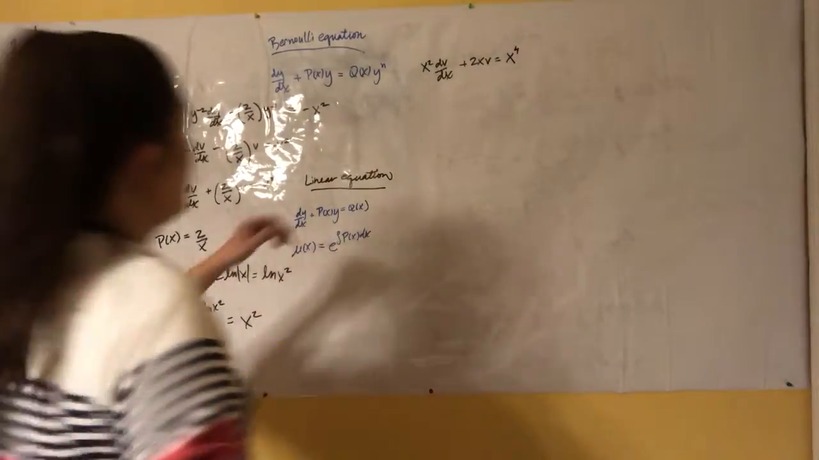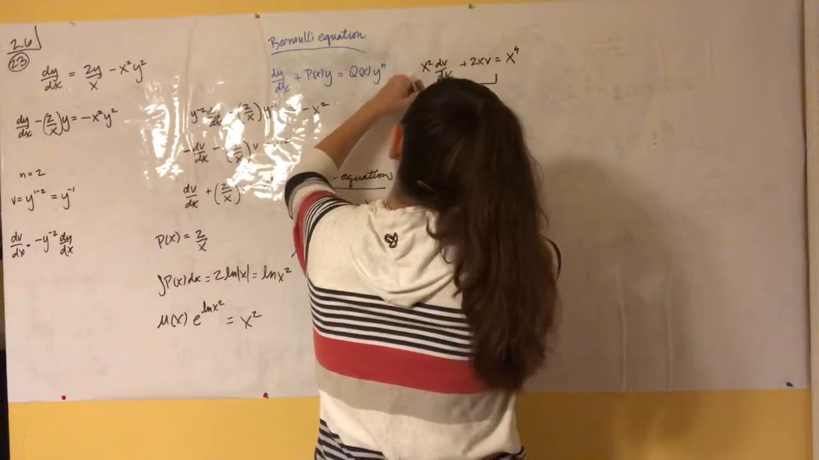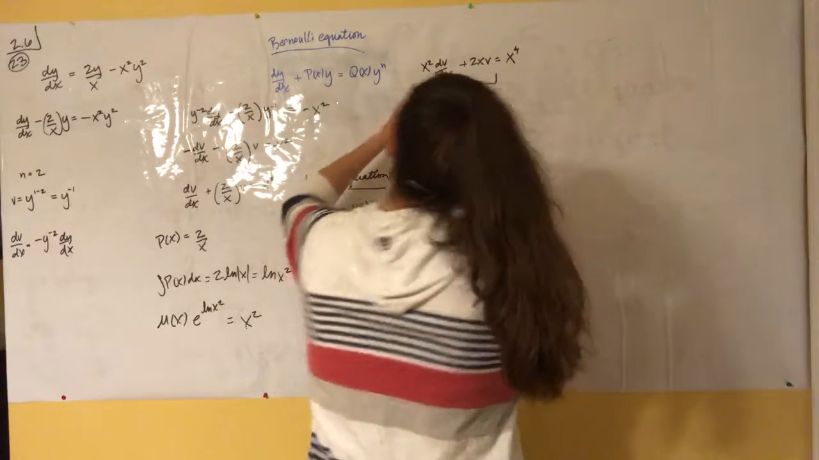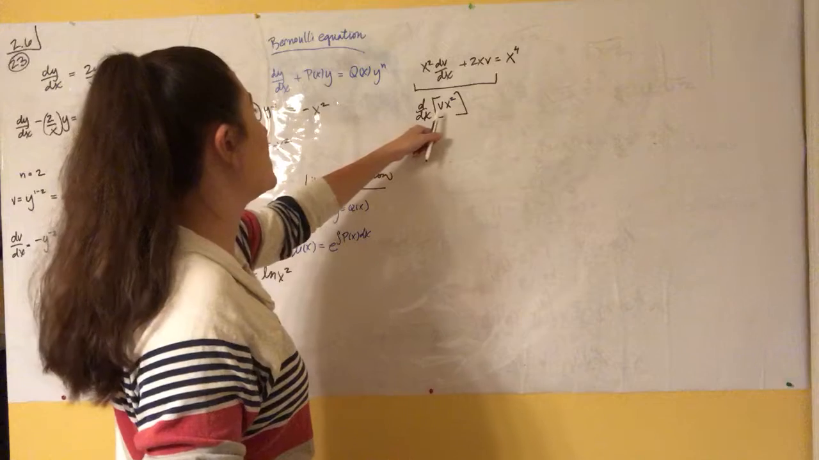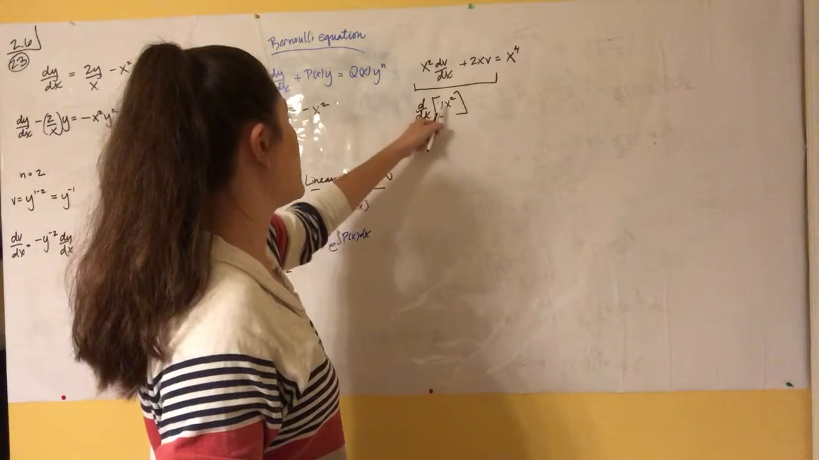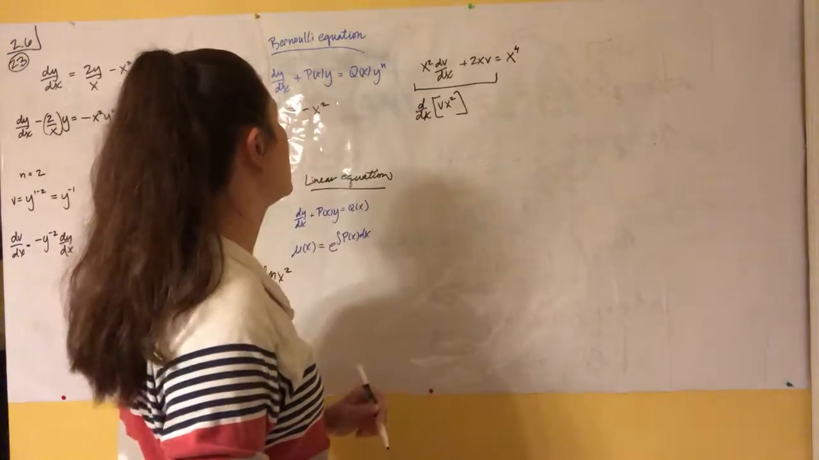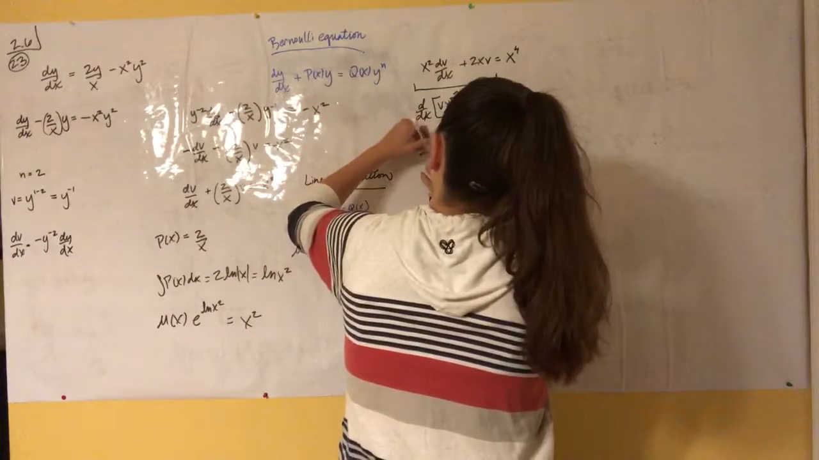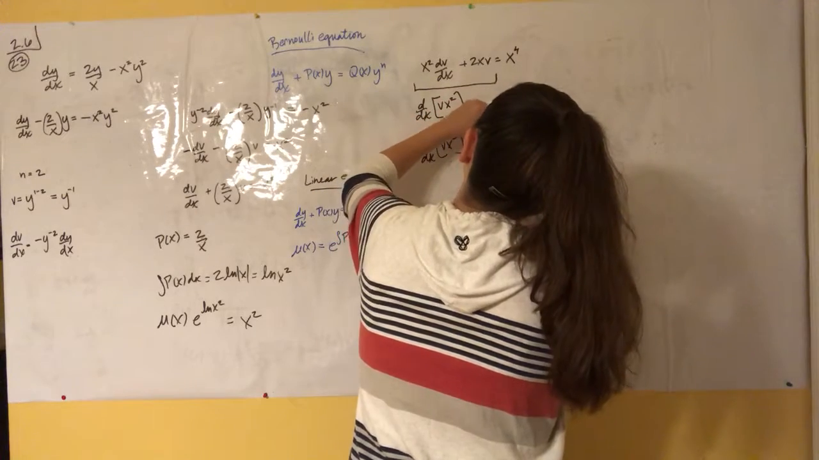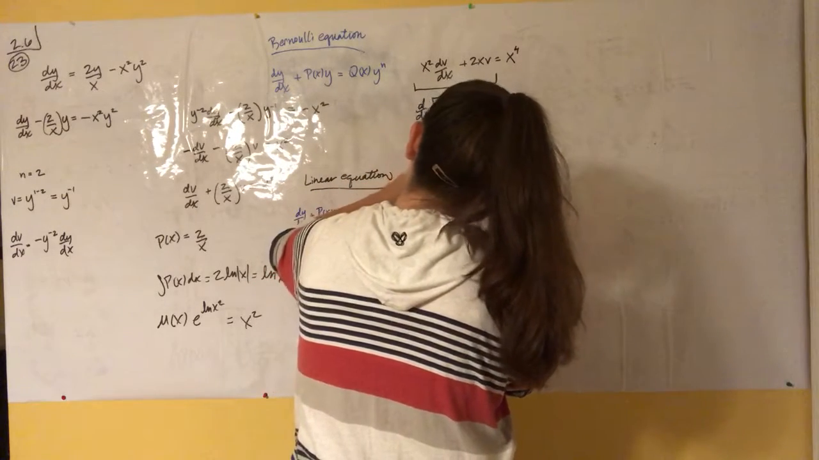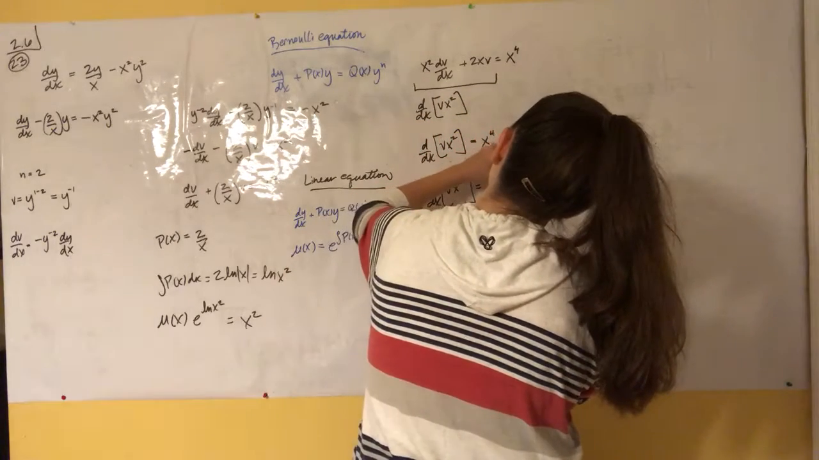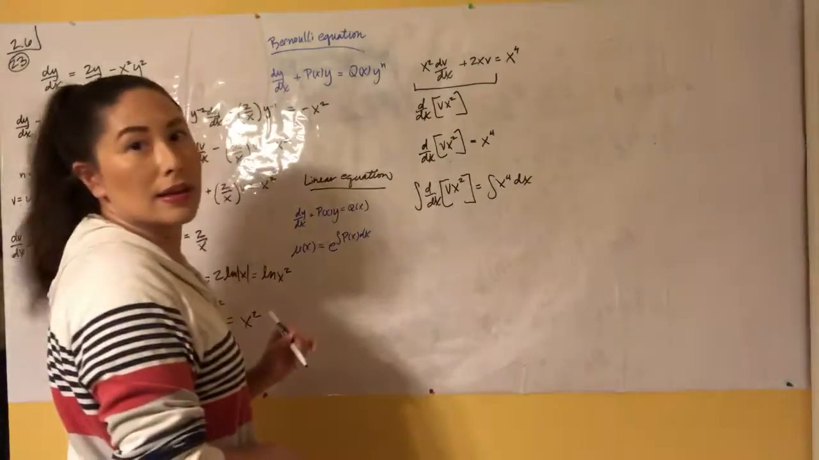Okay. And now this is d/dx of v x squared, right? Because if you took the product rule of these two things, right, it's going to be x squared times dv/dx, and then this part is going to be 2x times v. Okay, so now I'm just going to rewrite it. Okay, and now you want to take the integral of everything, both sides.